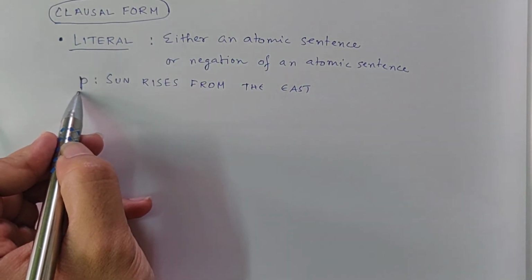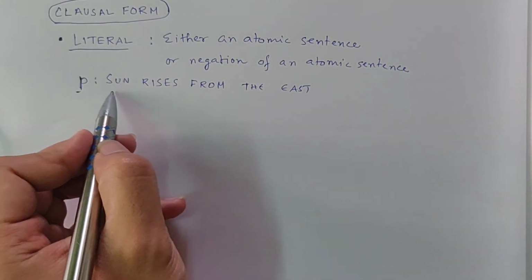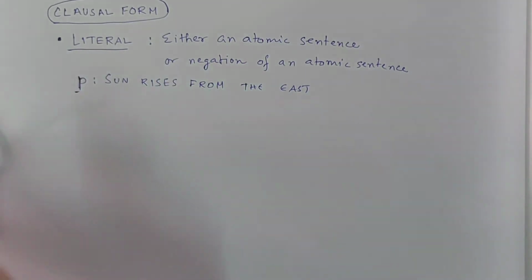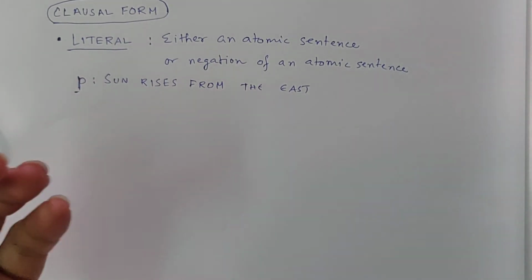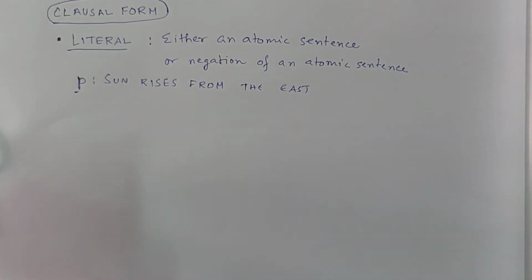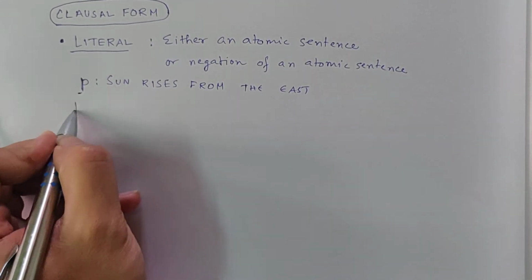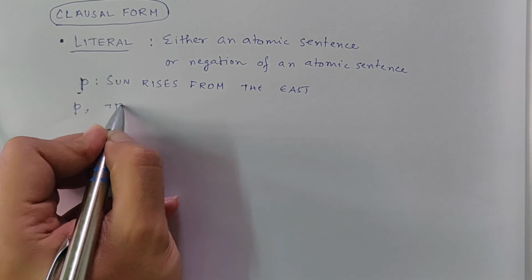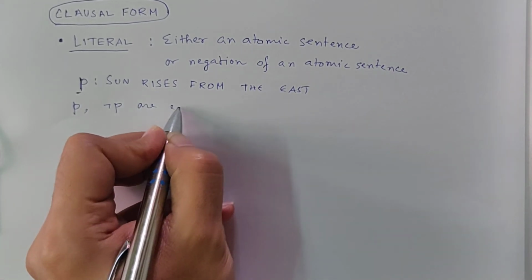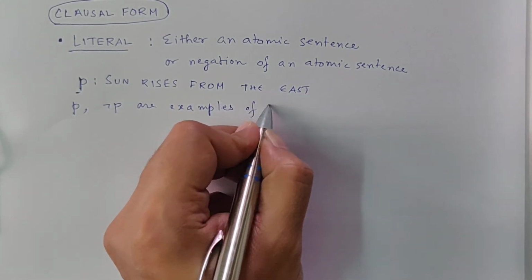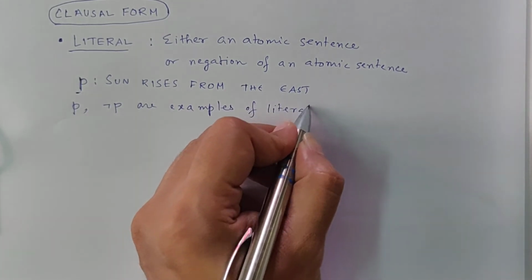Let us assume that P be an atomic sentence, and the sentence is "the sun rises from the east." The truth value of P is true, as we all know. So P is an atomic sentence. So both P and not P are examples of literals.